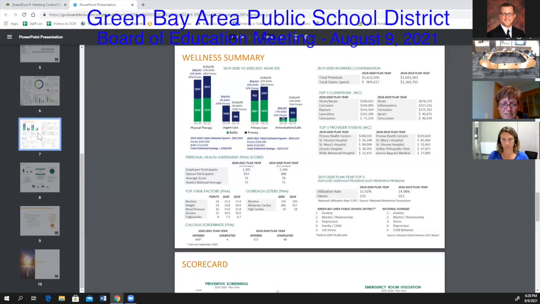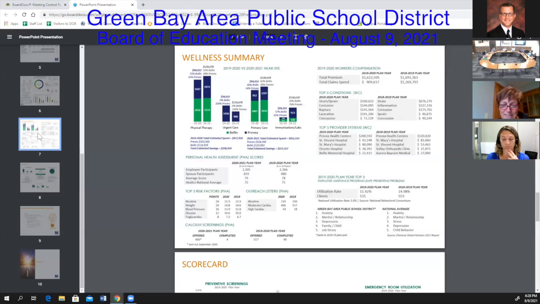But you see, the physical therapy, urgent care, primary care, and labs, we are really, just from a straight purchasing standpoint, purchasing these for less than half of what it would be running through the medical health plan. So there are some hard dollar savings from that perspective.